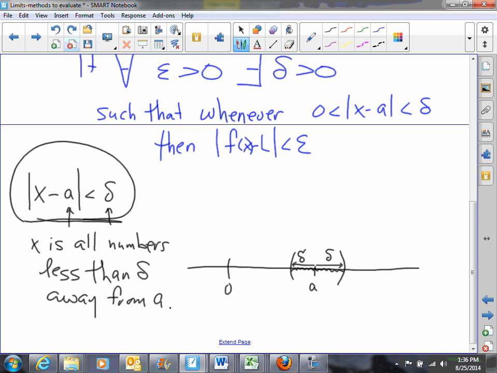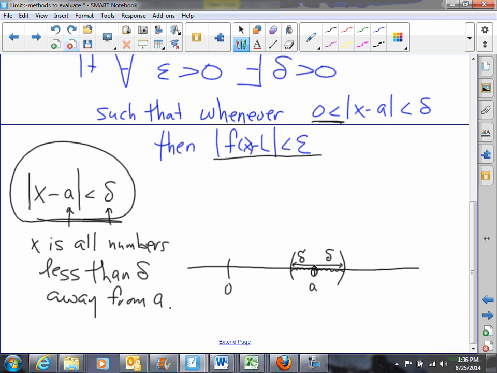Okay. Now, notice here we also have 0 is less than, so we're actually excluding a itself in our formal definition. In other words, we're going to look at the numbers less than a and greater than a as we come towards a, but we're not going to look at a itself. That's why this 0 is less than the absolute value of x minus a is in there as well. Now, this is an absolute value inequality as well. The absolute value of f of x minus L is less than epsilon.